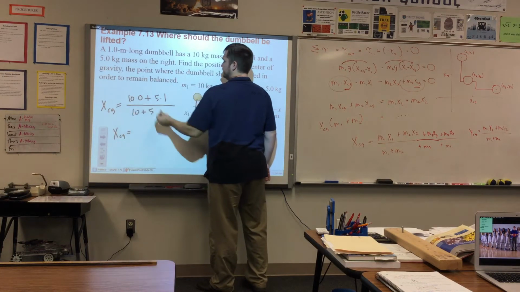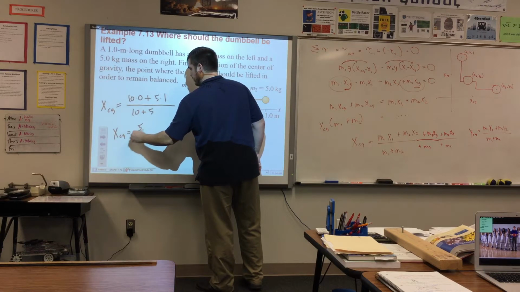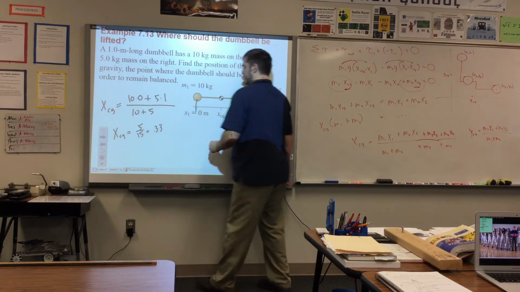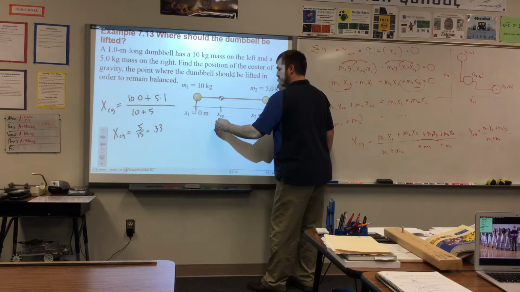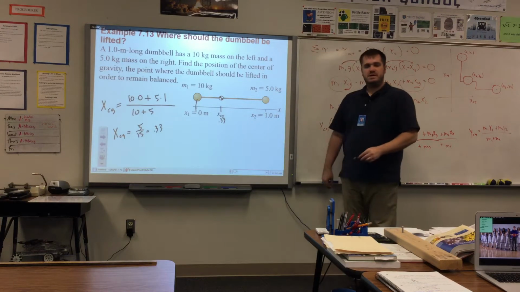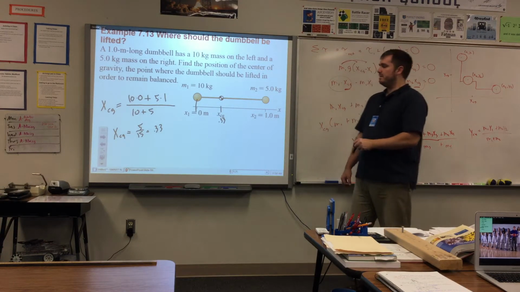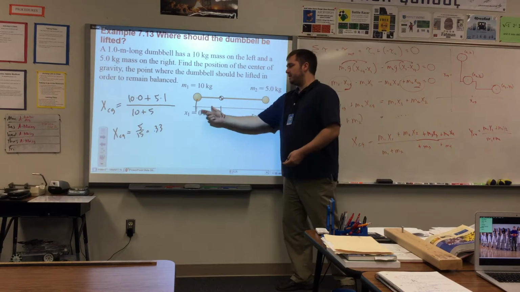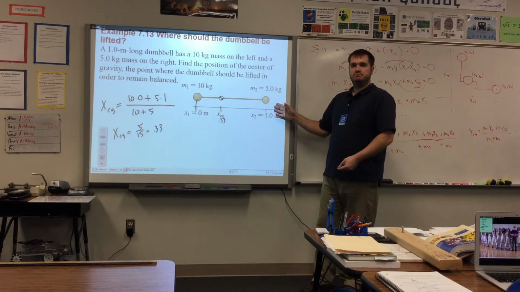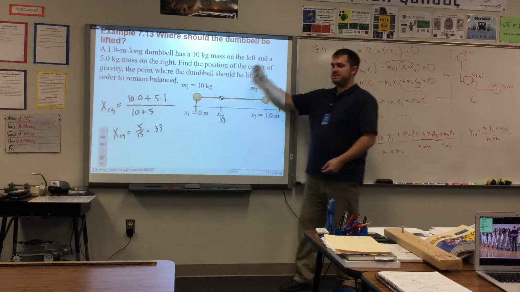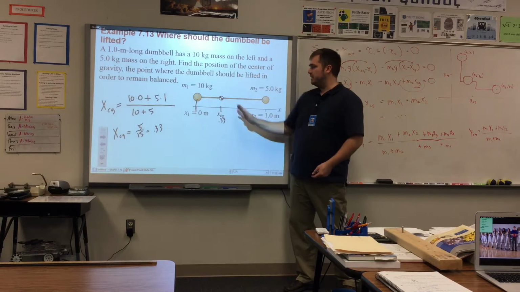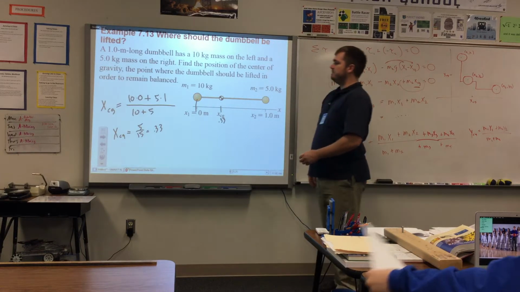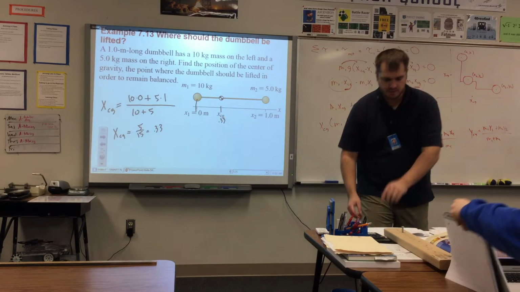X center of gravity is 5 over 15, which is 0.33. So they're saying this is at about the 0.33 location. Does that match our expectation? Yeah. In fact, if you logically think it through, it's twice as close to here as it is to here, which is what you'd expect since this is 10 kilograms and this is 5 kilograms, twice as heavy on that side, so the center of gravity is going to be twice as close. Okay? Great. Turn the page.